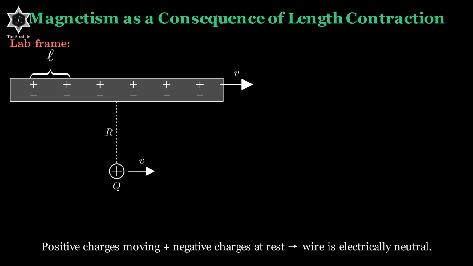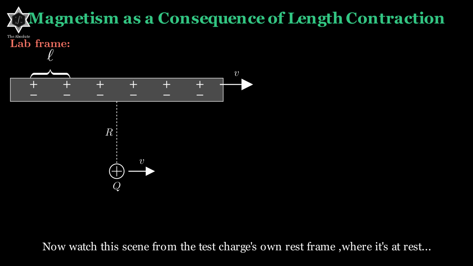Positive charges moving, negative charges at rest. Net result, the wire is electrically neutral. Therefore, there's no electrostatic force on a test charge Q outside the wire. Now let's watch this exact same scene from the test charge's own rest frame.